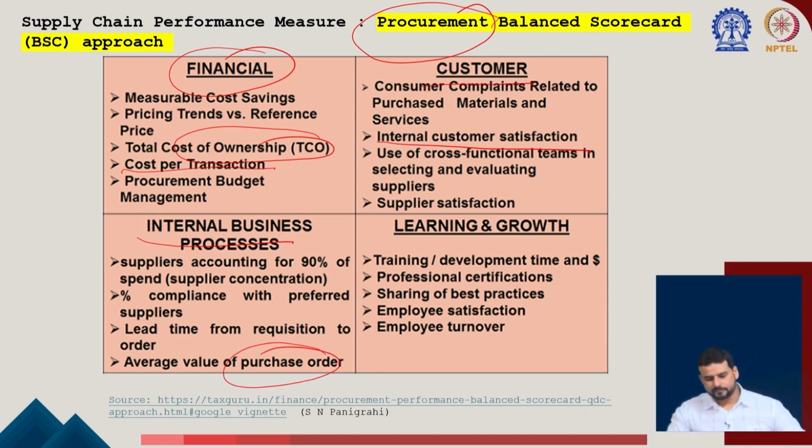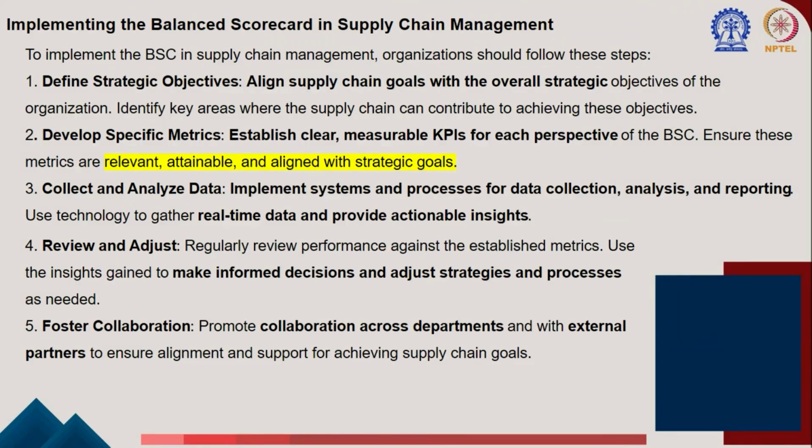Learning and growth, so how your stakeholders are learning and implementing certifications. If you are talking about ISO certification, quality certification, whether they are ISO certified or not. So it is important, if you are claiming ISO certified, your vendor should be first ISO certified, because you are getting raw material from them, right? So then employee satisfaction and turnover, these are the points we discussed in the balance scorecard. How we can implement balance scorecard in supply chain? These are some of the steps.